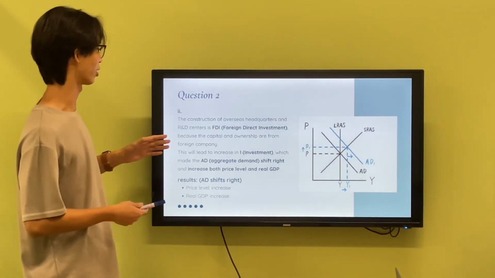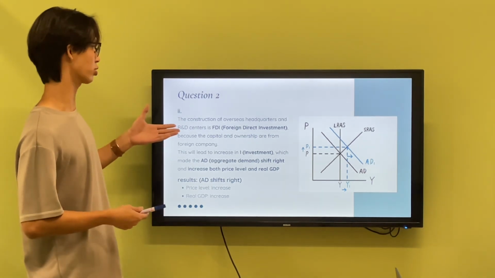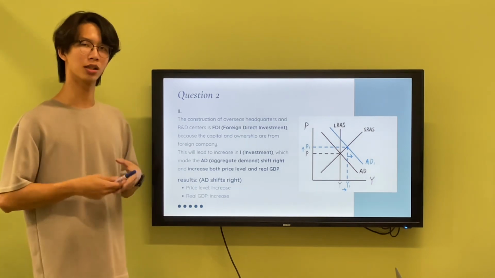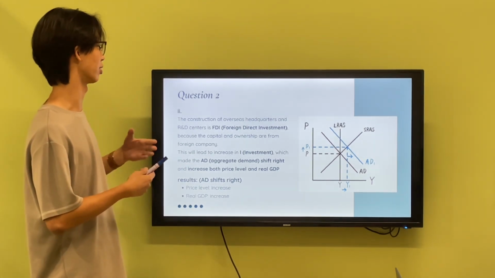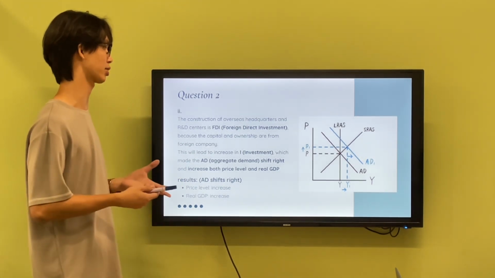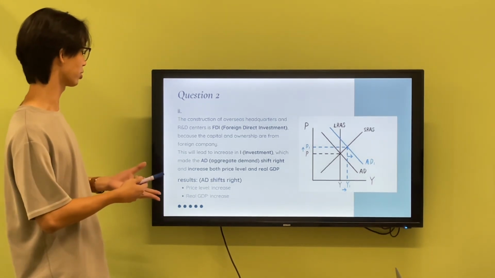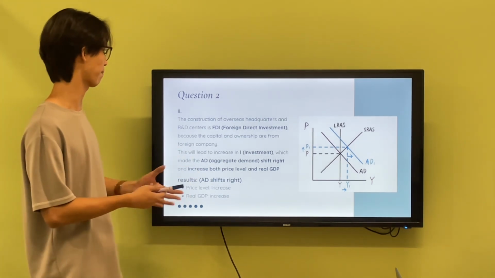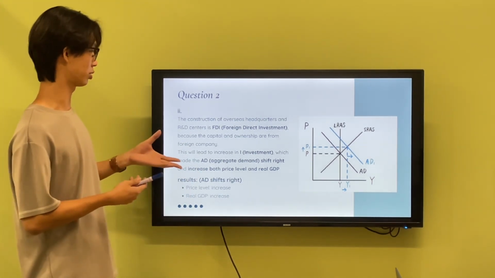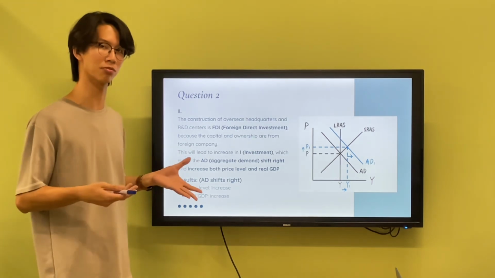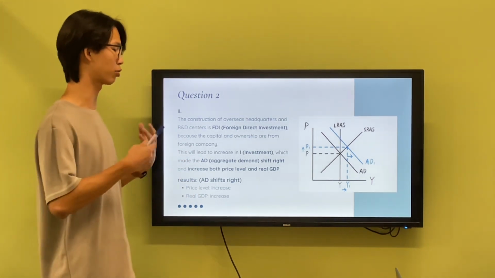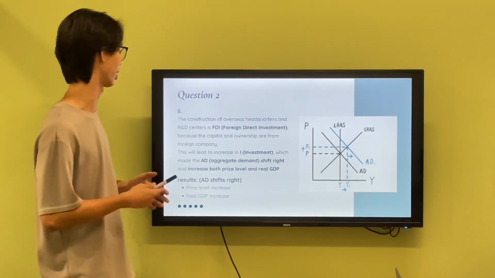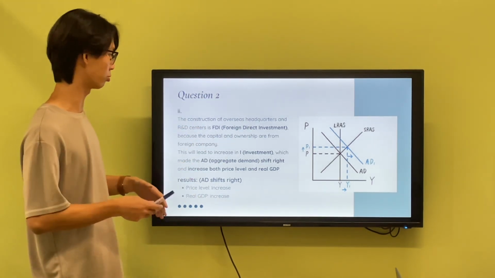The second part is the construction of overseas headquarters and R&D centers. This investment is considered FDI, foreign direct investment. Why is that? Because the capital and the operation are run by the foreign company. This will lead to an increase in investment, which increases Taiwan's GDP. So the aggregate demand will shift right again, and the price level and the output will also increase.